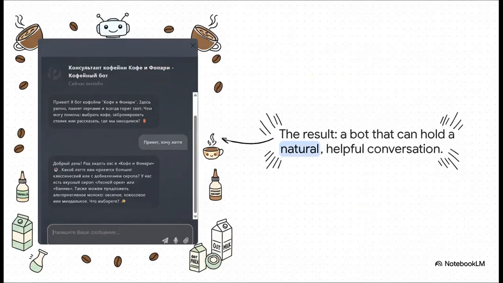And this is what you get at the end of the day. Instead of a clunky bot that can only answer specific questions, you get a bot that can have a genuinely natural and helpful conversation. Look at this example, a coffee shop consultant. The user says they want a latte, and the bot doesn't just stop there. It intelligently asks about flavors, syrups, milk options, just like a real barista would. It's a whole different level of interaction.